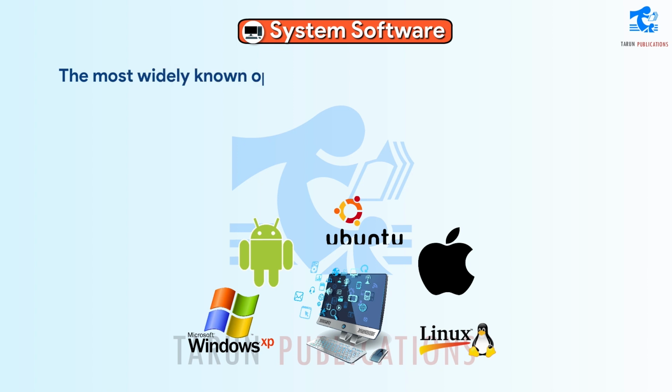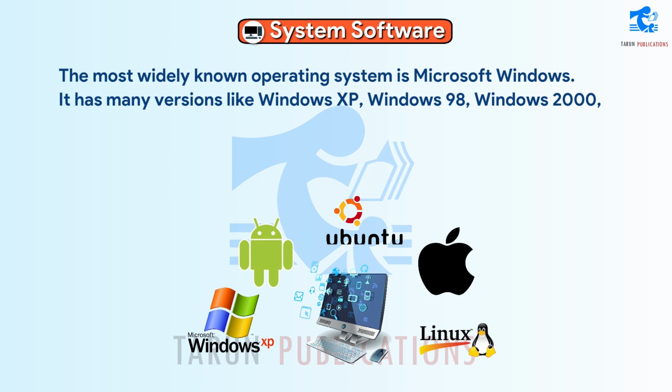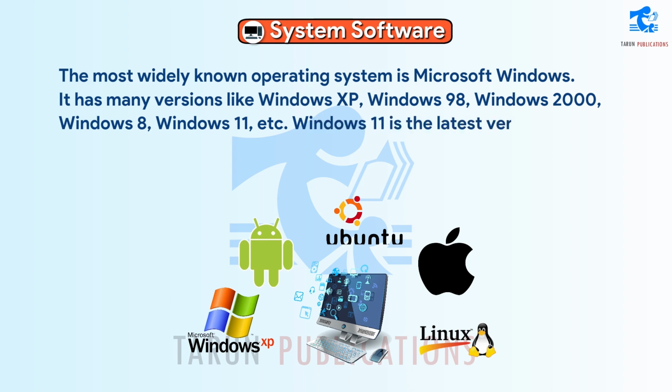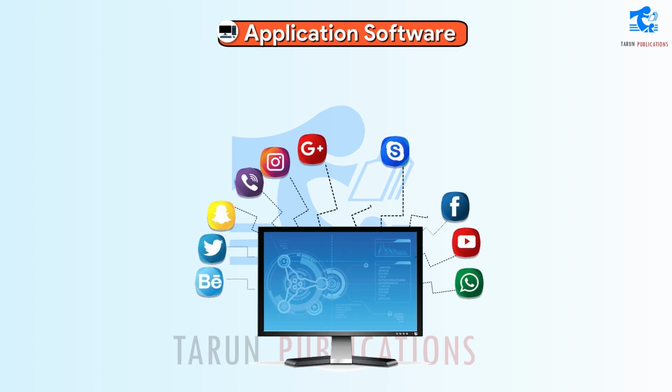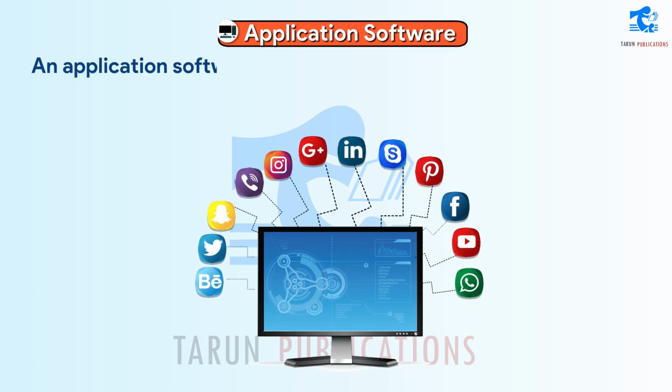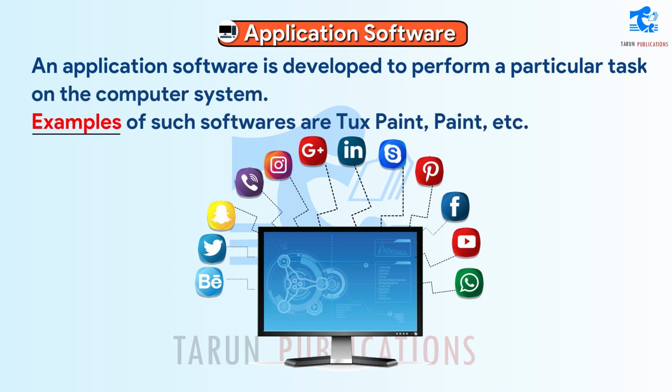The most widely known operating system is Microsoft Windows. It has many versions, like Windows XP, Windows 98, Windows 2000, Windows 8, Windows 11, etc. Windows 11 is the latest version. Application software. An application software is developed to perform a particular task on the computer system. Examples of such softwares are Tux Paint, etc.